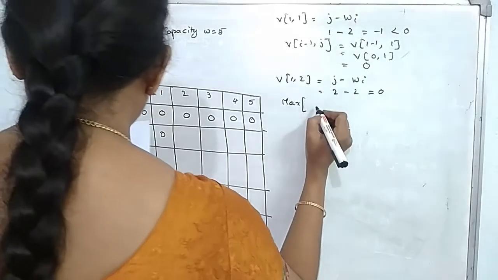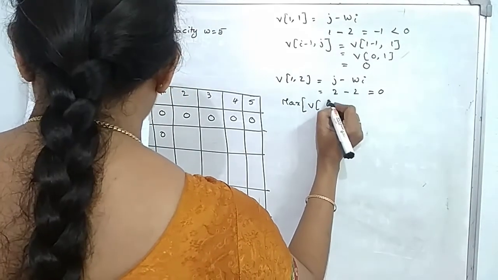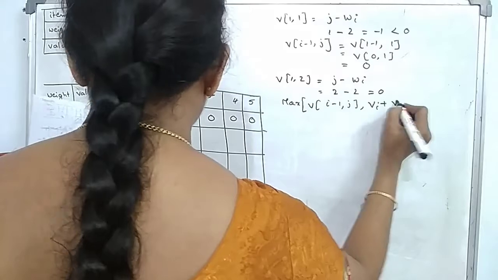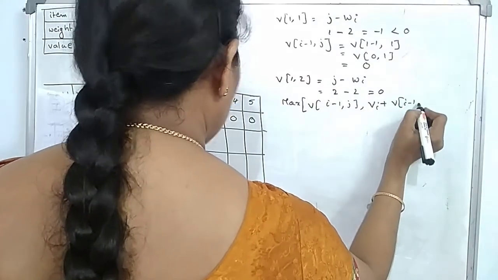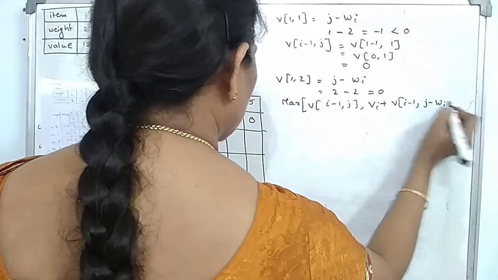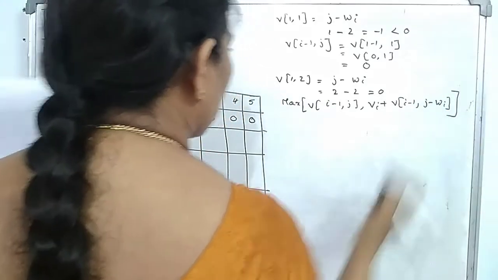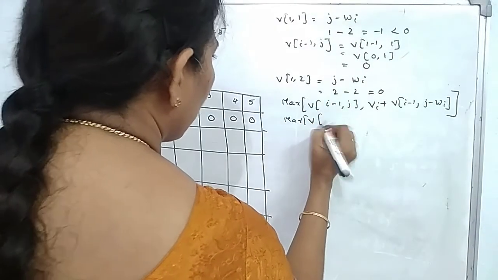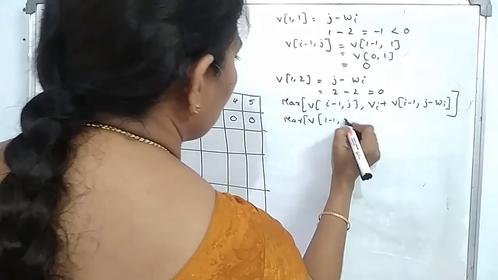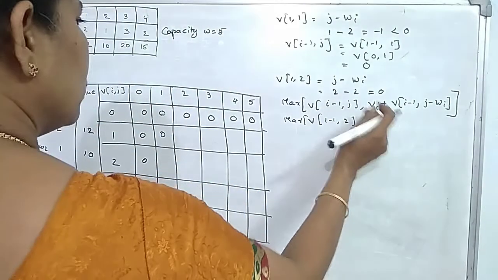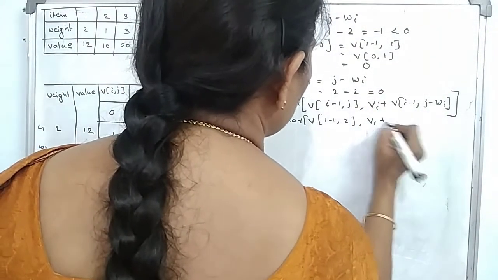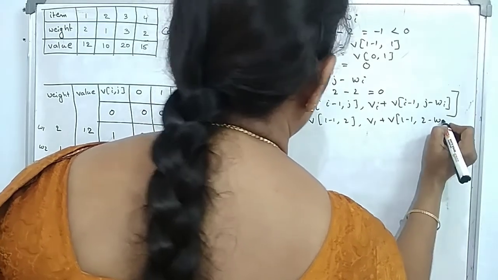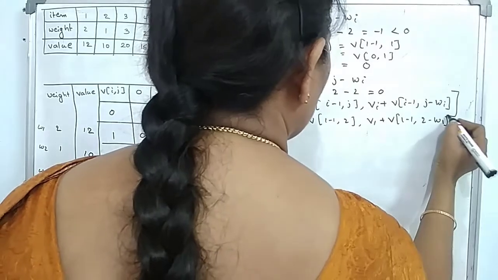maximum of V of i minus 1 comma j comma V of i plus V of i minus 1 comma j minus wi. You can follow this one. So that means it will become the maximum of V of i, where i is 1, so V of 1 minus 1 comma j value 2, comma V of 1 plus V of 1 minus 1 comma j minus 2, minus w i, which is 1. You can take this one.